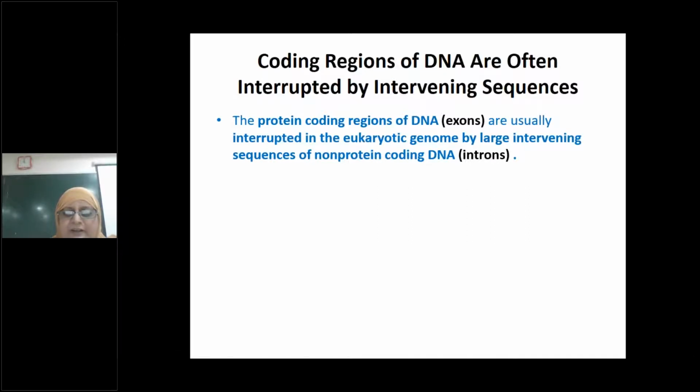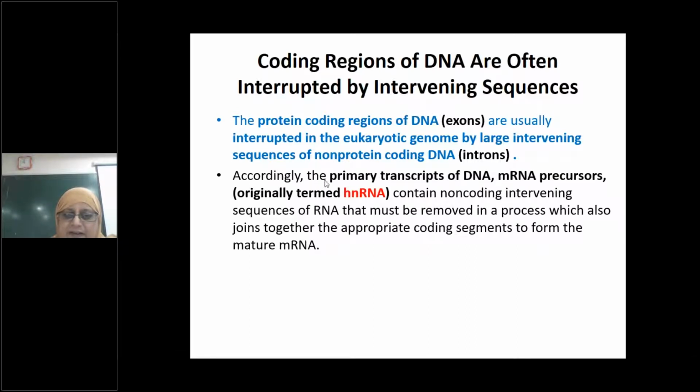So the whole human genome is composed of some areas that are coding and most of the area that is non-coding. The protein coding regions of the DNA, which are exons, are usually interrupted in the eukaryotic genome by intervening sequences of non-protein coding DNA, which are introns. So in between the coding regions, you have non-protein coding regions, which are known as introns.